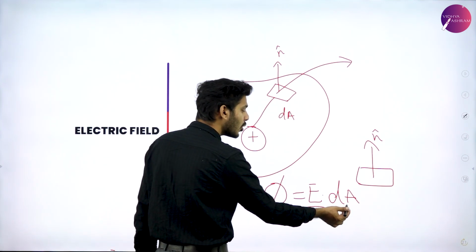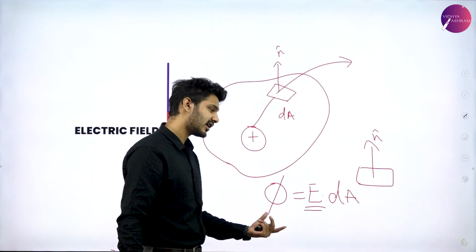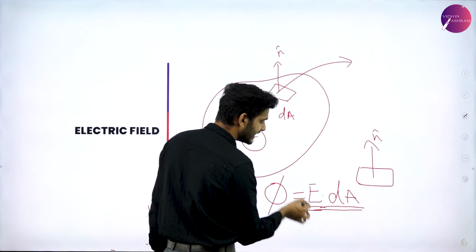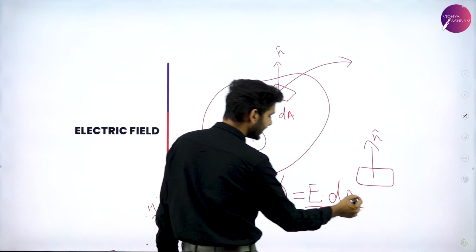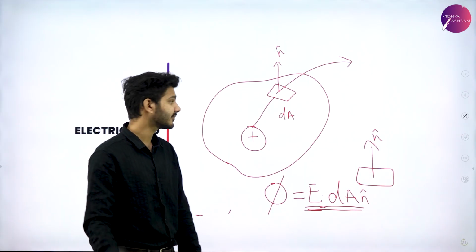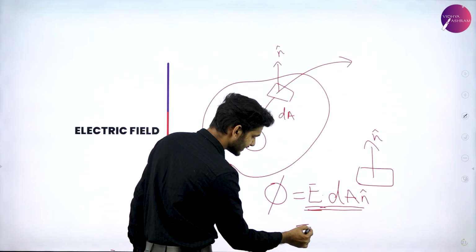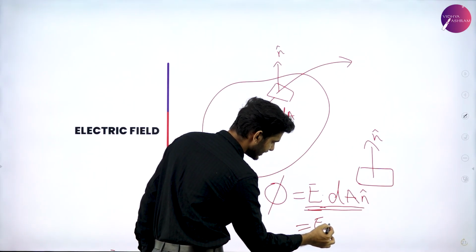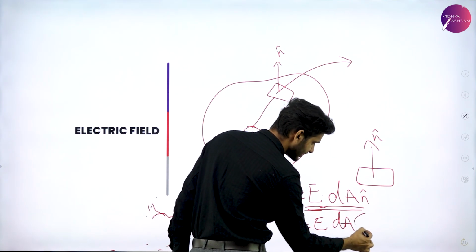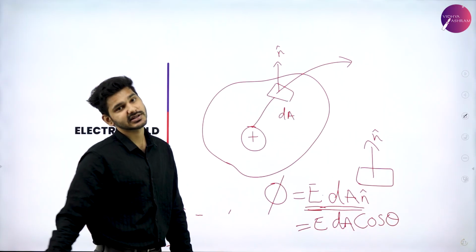And if more number of field lines are passing through that given area, then the flux will automatically be high again. So this is given by E dot dA. And technically you also have to write n cap, which is the normal, but most of the books do not write it. And if the electric field lines are moving at an angle, then the electric field times the area and cos of the angle between them will give the electric flux.